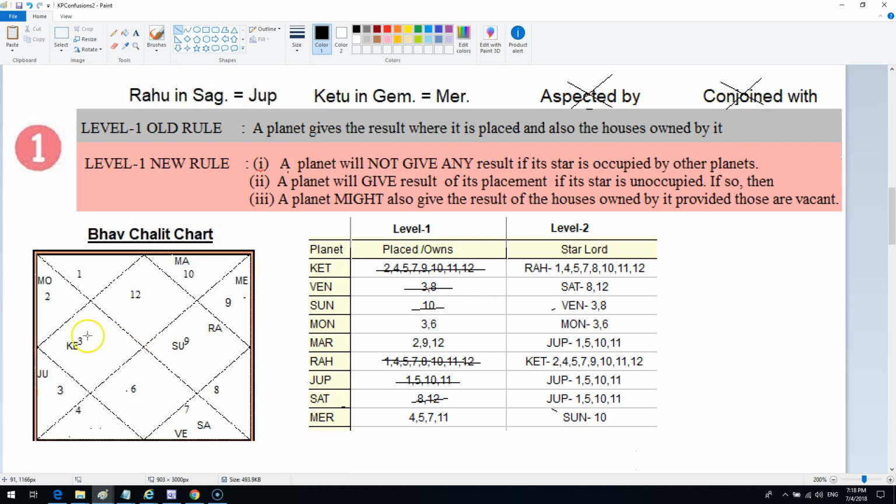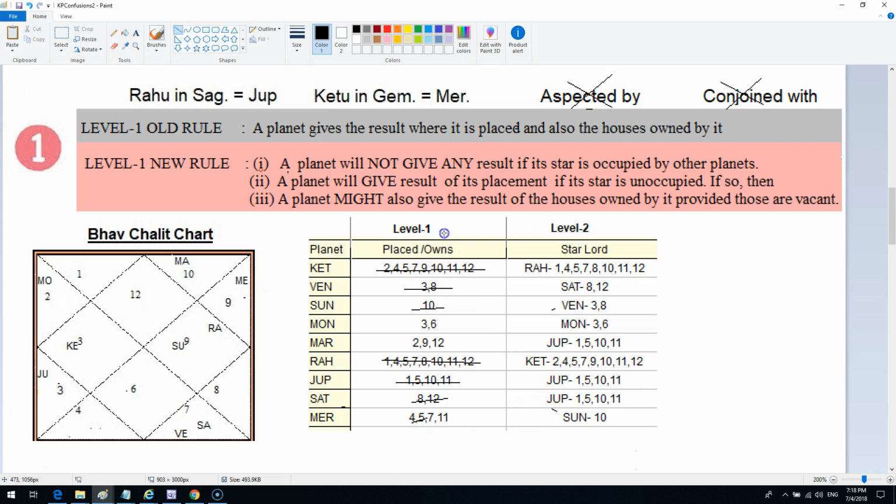Now those houses are 4th, 5th and the 7th. If you look at 4th, 5th, they are all occupied. Ketu is in 4th and Jupiter is in 5th, and only the 7th house is vacant. So we will retain 11 because Mercury is placed over there, and then we will retain 7 and we will strike out the 4 and 5.